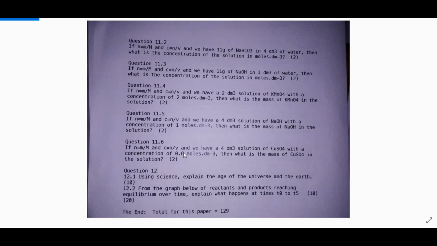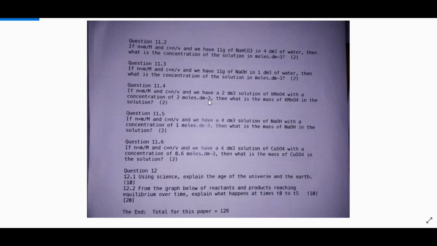I'm going to give about 10 minutes for question 11.2 all the way through to 11.6, and then we'll mark it. Right, so the nature of these questions for question 11, grade 12s, 11.2, 11.3 is the same type of question. They just made a few numerical changes as well as some substance changes, so molecule changes, compound changes. I'm going to start off marking 11.4. 11.4's question is the same introduction, but now we have 2 decimeters cubed solution of potassium permanganate with a concentration of 2 moles per decimeter cubed.